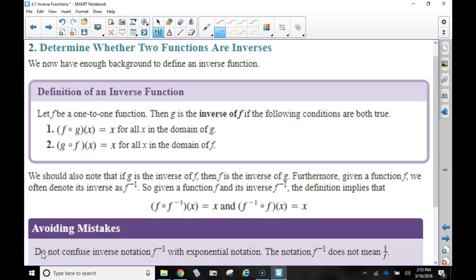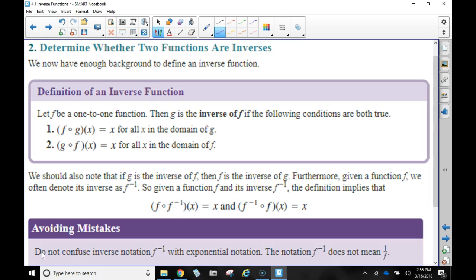Now we are going to determine whether two given functions are inverses. It says we now have enough background to define an inverse function. I don't really love that they call this the definition of an inverse function. It's not really the technical definition that I've seen before. It's really more like properties of two functions that are inverses.